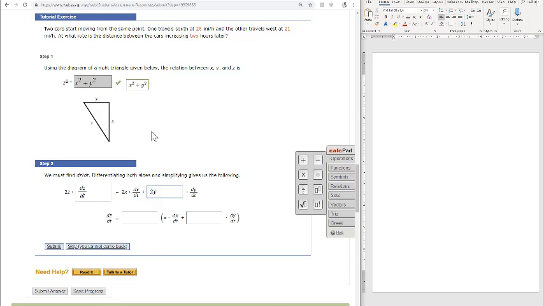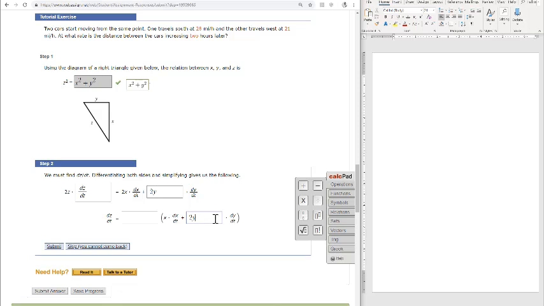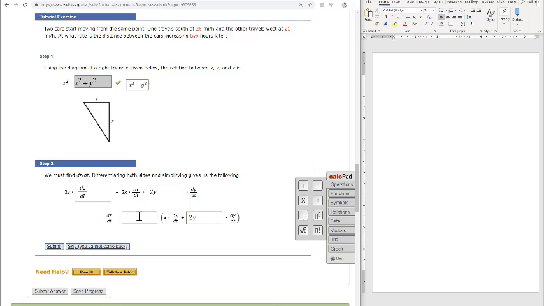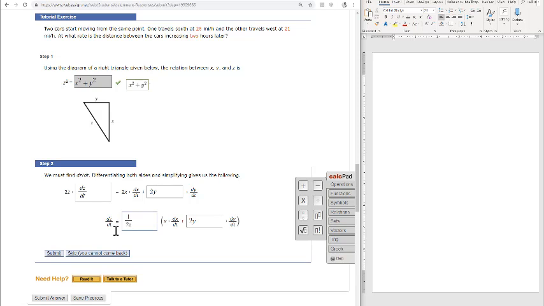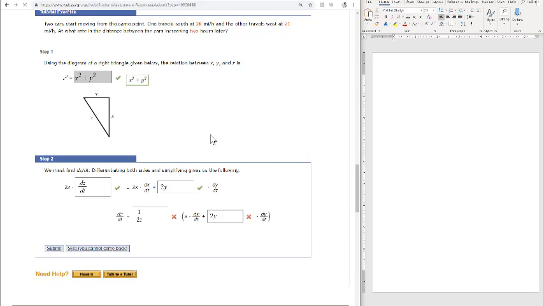So we want to know the distance between them, how fast it's increasing 2 hours later. So we're going to be interested in dz dt. So we're going to keep this right hand side, and then we're going to divide by 2z. So that would have solved for dz dt. And once we do that, we just have to find the values 2 hours later.